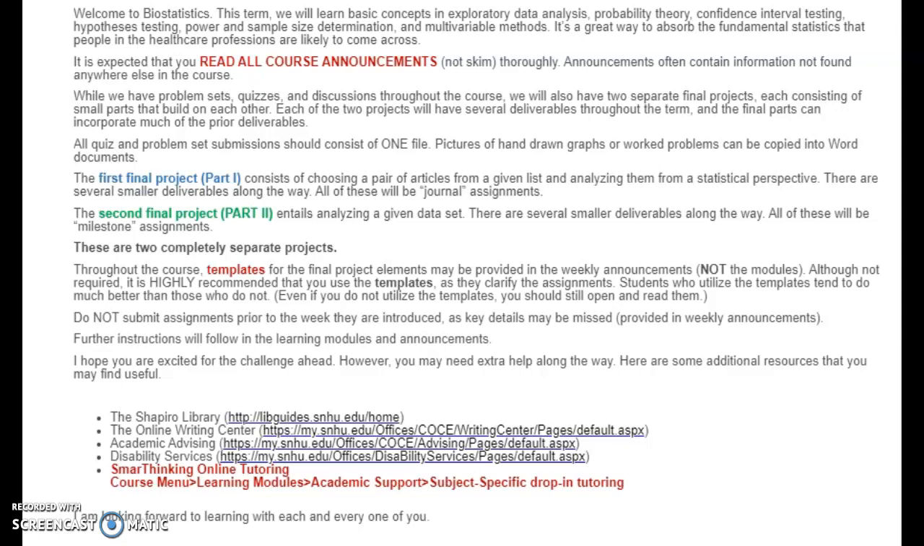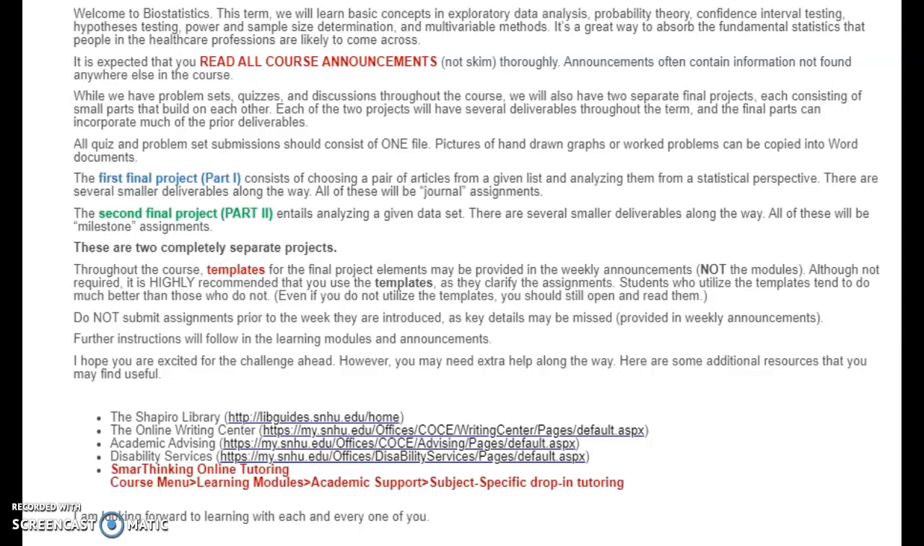Now, one thing that's different about this class is you're going to have templates for the course. These templates are only provided in the weekly announcements. Let me say that again. The templates are only provided in the weekly announcements. These are templates for the milestone and journal assignments. They're not in the modules. I've handcrafted these templates so that students can maximize the points that they earn.